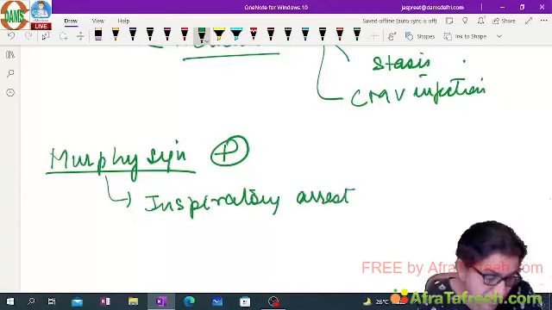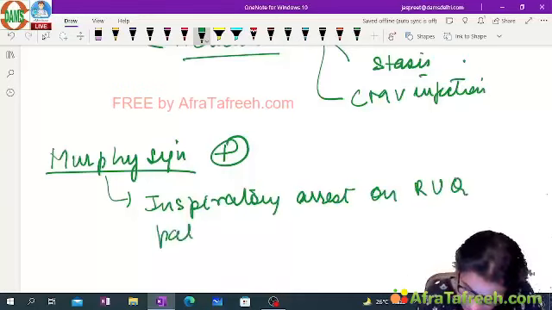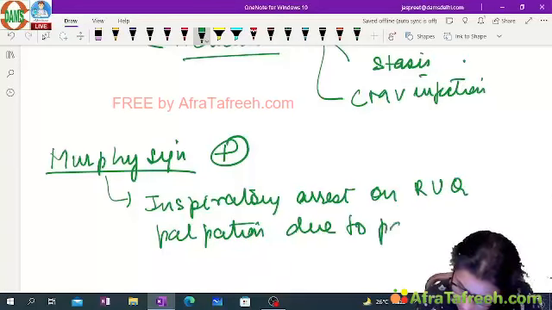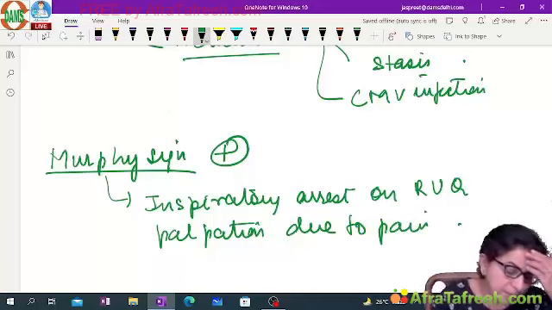So what is Murphy's sign? Inspiratory arrest on right upper quadrant palpation due to pain.